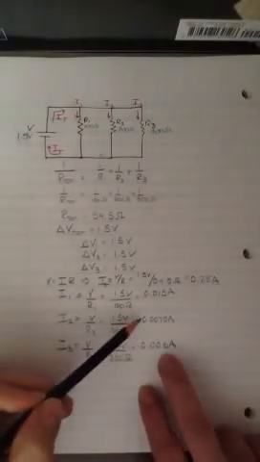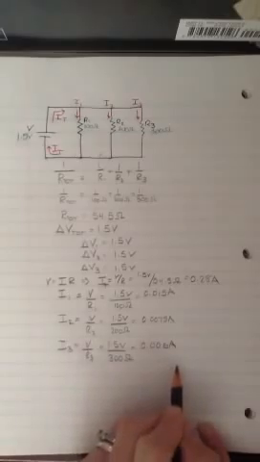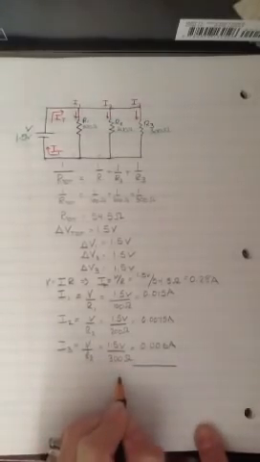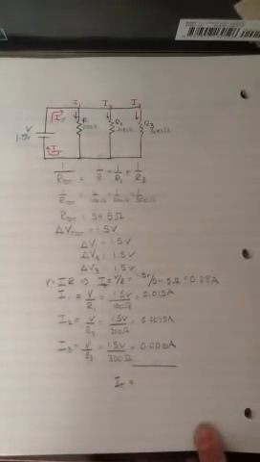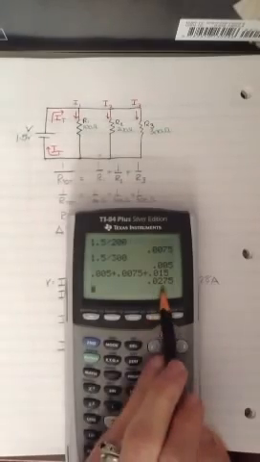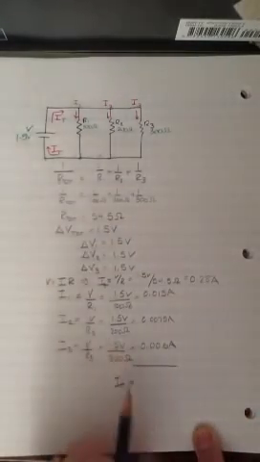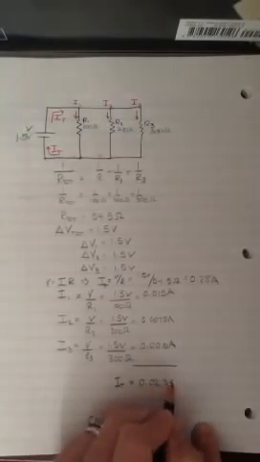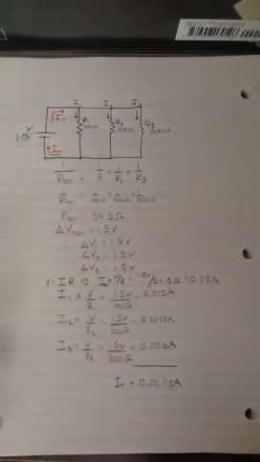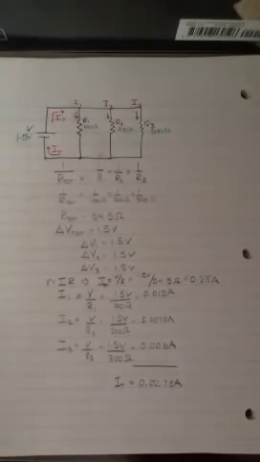And again, like in the previous example, the sum of these three currents should give us the total value. And I get 0.0275. Simply not accurate.